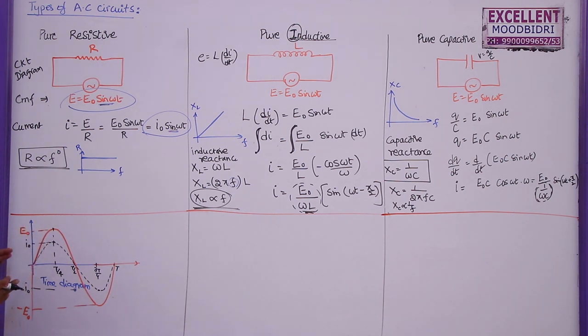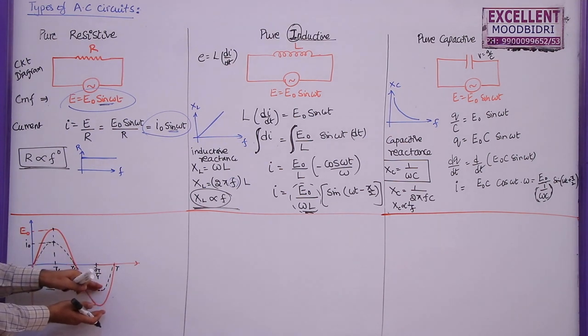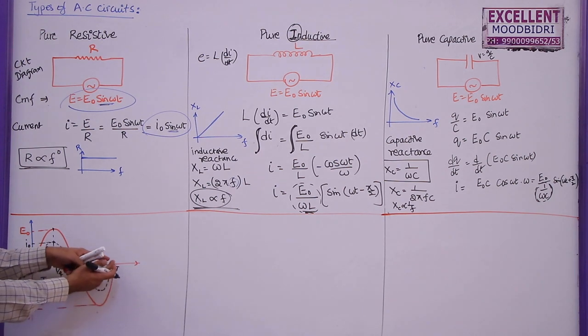That means if the voltage increases, current increases. If voltage decreases, current decreases. If voltage becomes negative, current will become negative. If the voltage is maximum in the negative cycle, current also will become maximum here, and both will become 0.